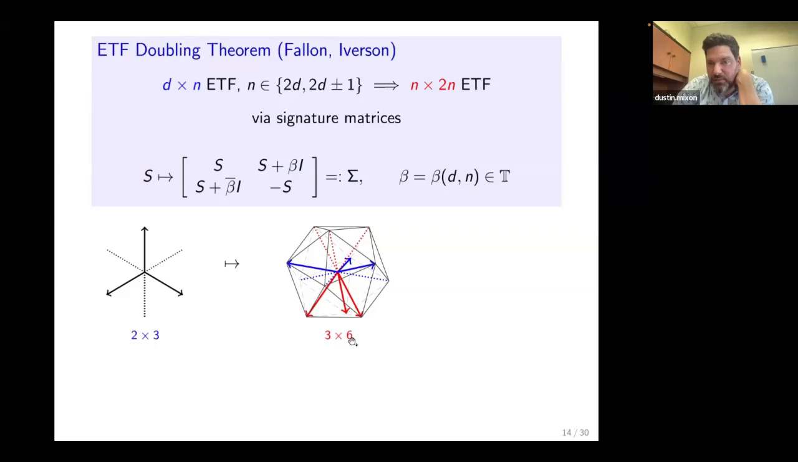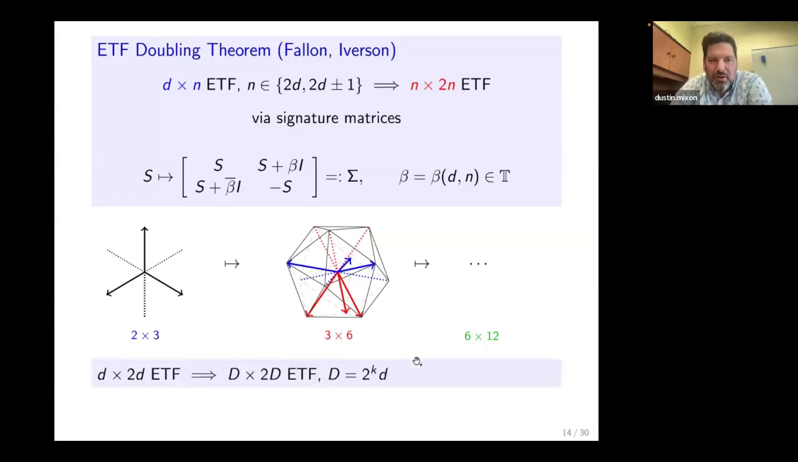Now a 3 by 6 matrix, n does equal 2d in that case. So I can run the machine again and get an even bigger ETF. I end up with another guy of the form d by 2d. I can keep running this machine over and over again, collecting powers of 2 on my dimension. What this is saying is, if you want to show that d by 2d ETFs exist for every d, once you know it's true for all the odd dimensions, you're going to get it for the other dimensions for free, just by this doubling theorem.